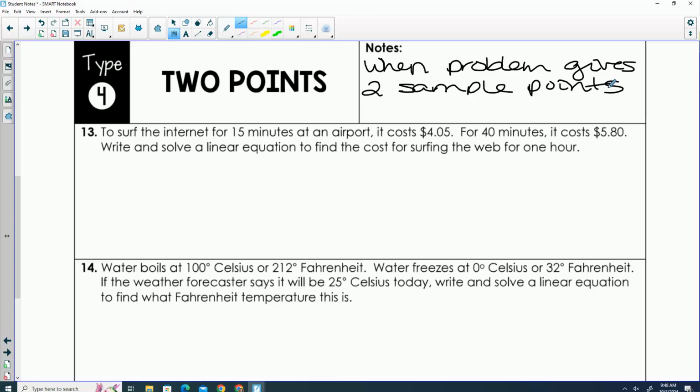The biggest issue I'm still seeing is not knowing what x and y represent, and so therefore when you have to plug in a number later, plugging that in incorrectly. So we're really going to work on that today.